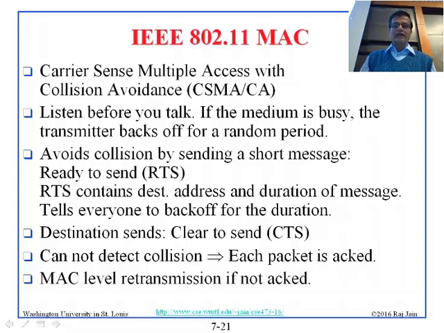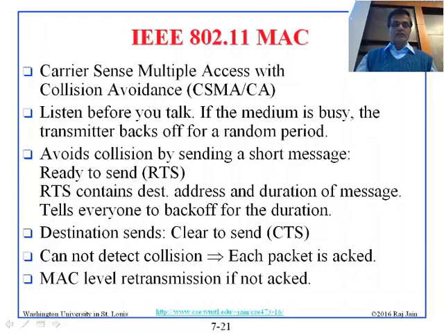Listen before you talk. If the medium is busy, you back off and avoid collision by sending a short message called RTS. RTS contains the destination address, duration of the message, and tells everyone to back off for the duration. And the destination sends clear to send. So generally the destination is the access point. So you say, hey, access point, I want to talk to you for 10 seconds. So it contains the address of the access point and the message.